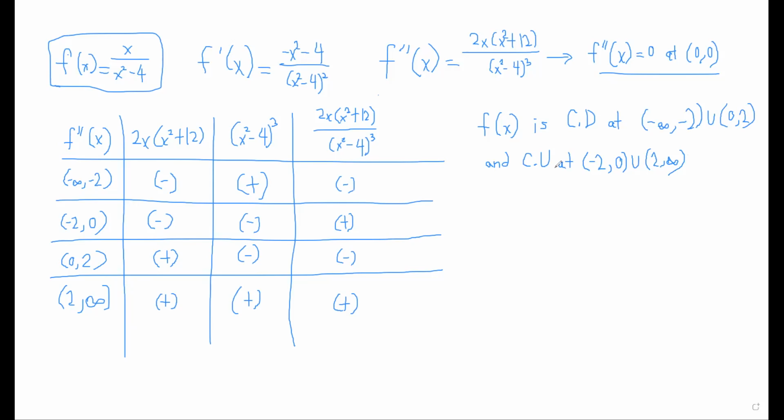And since the concavity changed at 0, did it change at 0? Yeah, it seemed to have changed at 0. So that means there is an inflection point. I'm going to write IP, short for inflection point, at x equals 0. We now have all the information that we need to sketch the graph.